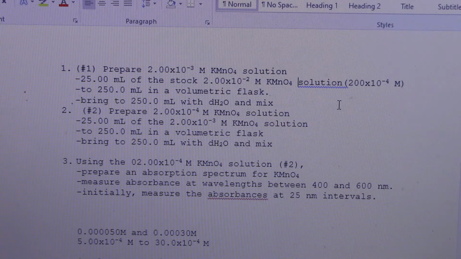Then I want to make another solution, which I'm going to call number 2. It's going to be 2.00 times 10 to the minus fourth molar. You can see that it's going to be a 1/10 solution, just like the last one. So you're going to take 25 mL of your stock, which in this case is what you just made up. I won't call it the stock, but it's a 2.00 times 10 to the minus third molar solution. I'm going to add that to a flask and bring it to 250 milliliters with distilled or deionized water. Again, I'll show you how to do that.